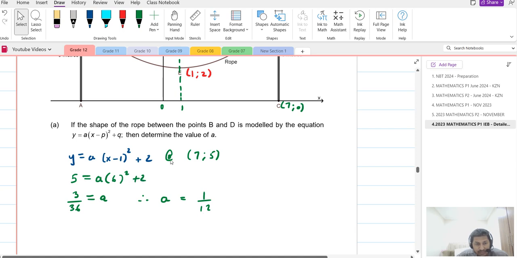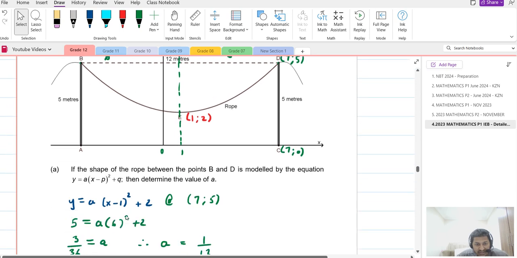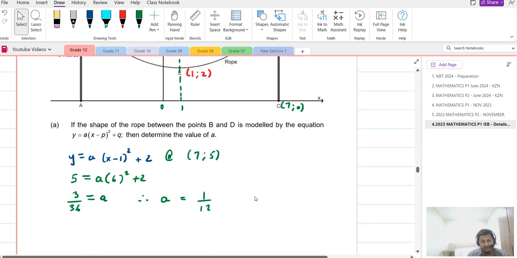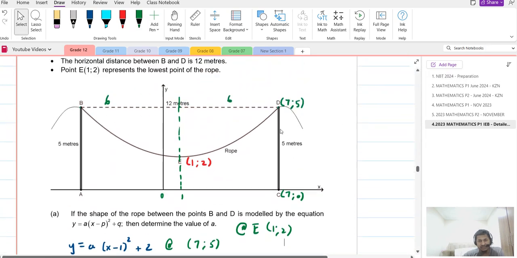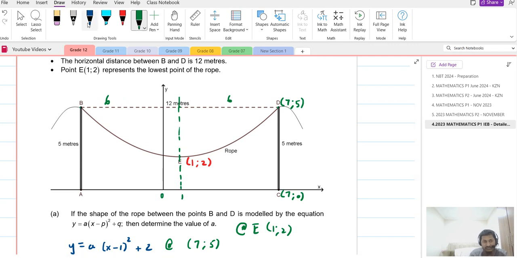Okay, we substituted the point E inside here. So at E, which is (1, 2), and then we substituted (7, 5) because we got that from here. Now similarly, if that is (7, 5), then this point will be negative 5 here. So the coordinates of A are (negative 5, 0). At B you're going to have (negative 5, 5). Right, so I've got the answer. a is 1 over 12.